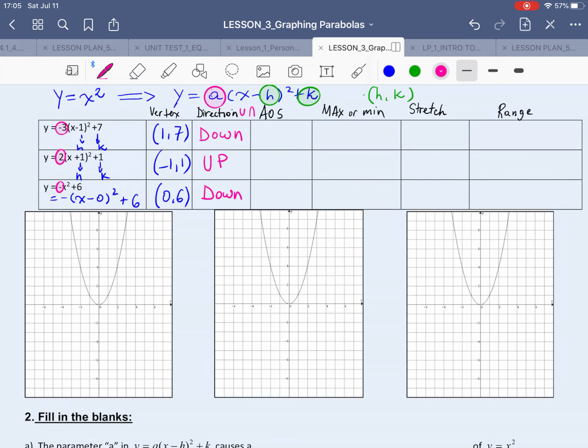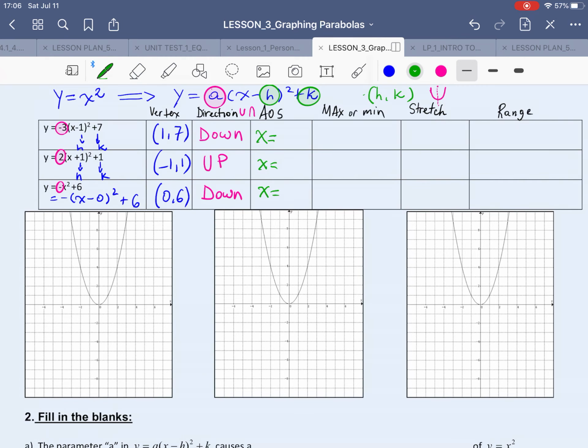The next thing we'll talk about is the equation of the axis of symmetry. So as we know, parabolas are symmetrical shapes, and the axis of symmetry is the line that divides it into two equal parts. It's a vertical line, and it passes through the vertex. Since it is a vertical line, the equation will be in the form x equals something, because that's the form of any vertical line.